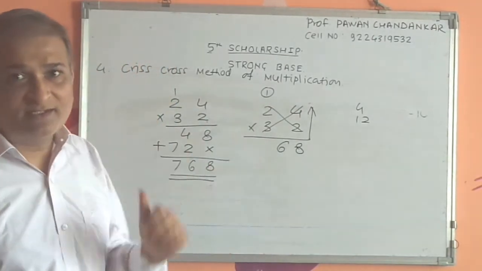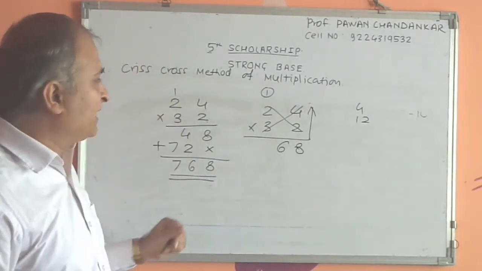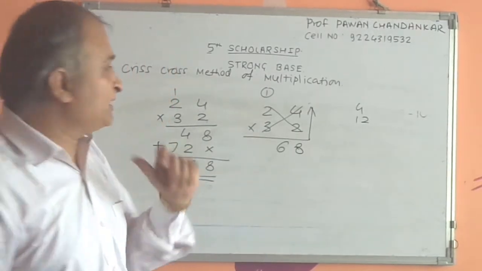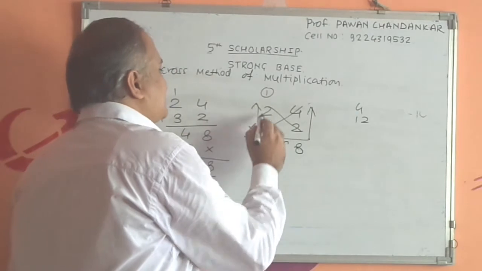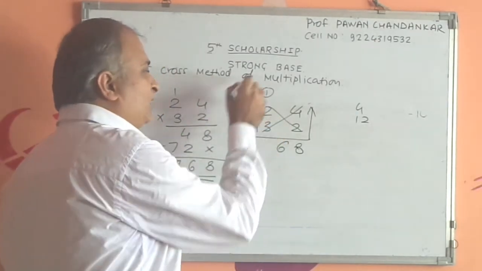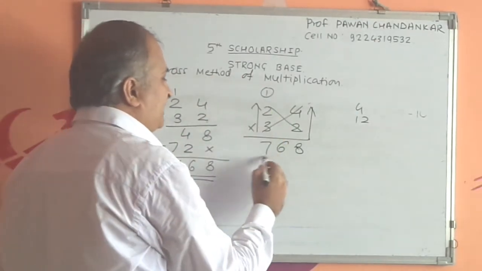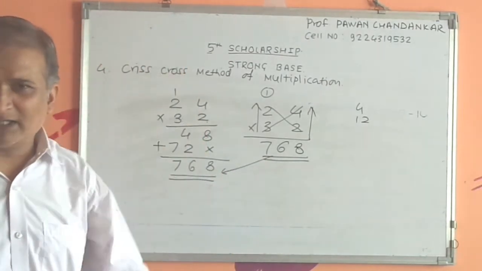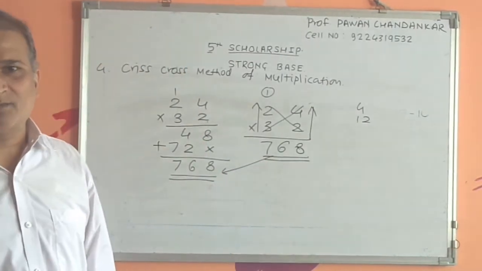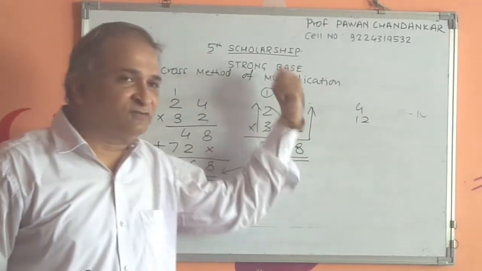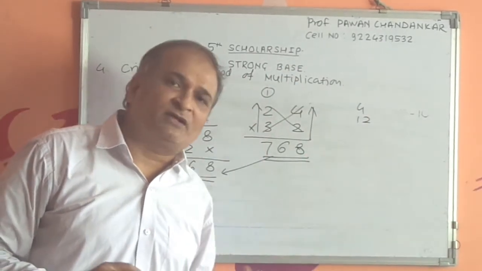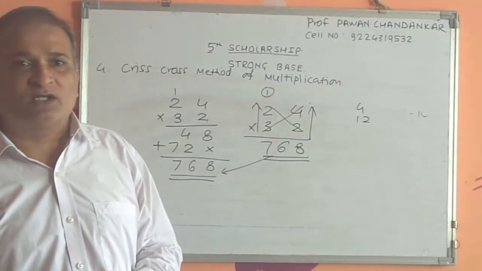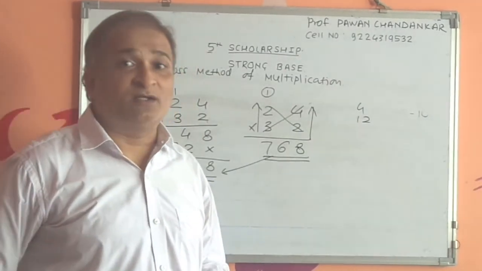Now consider the tens digit. In the tens digit we have the numbers 3 and 2. Multiply 3 and 2. 3 2s are 6. In that 6 add 1. So 6 plus 1 is 7. My answer is 768. Look at this. Is it matching with the previous answer? Yes, it is matching. So this is how we can make use of the crisscross method of multiplication. Hope you have understood this particular method.